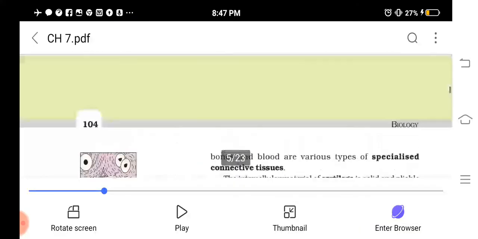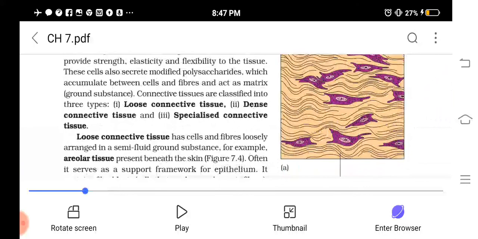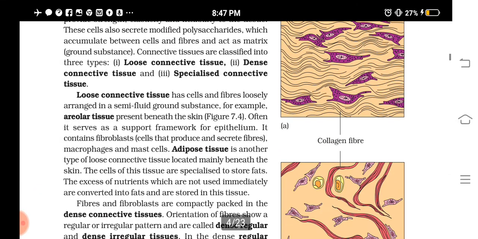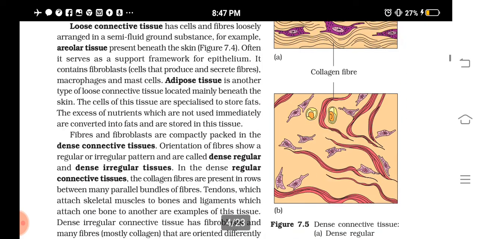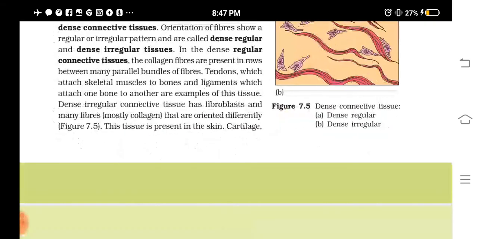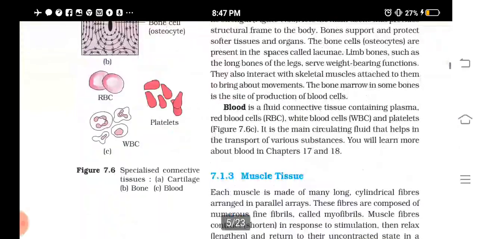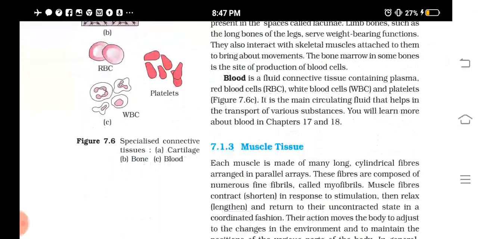So these are connective tissues. I told you the three types of connective tissues. Loose connective tissue, examples are areolar connective tissue and adipose tissue. Dense connective tissue, I told two types are there: regular and irregular. Regular's examples are tendon and ligament. Specialized connective tissues' examples are cartilage, bone and blood. So is it clear about connective tissue?